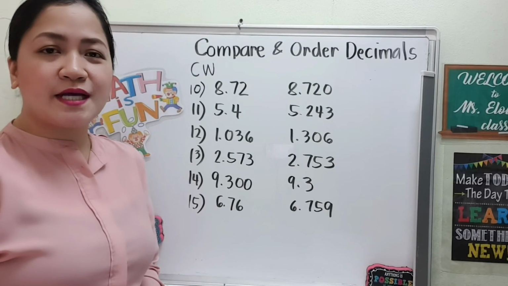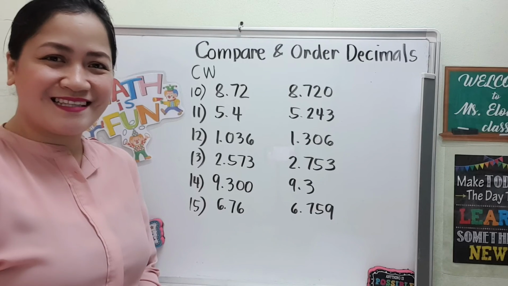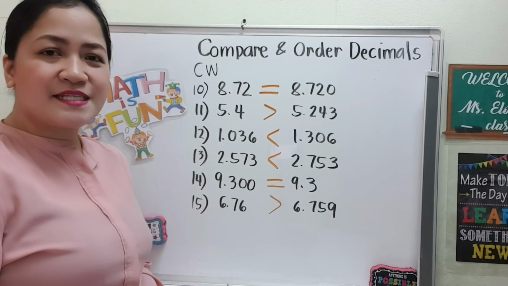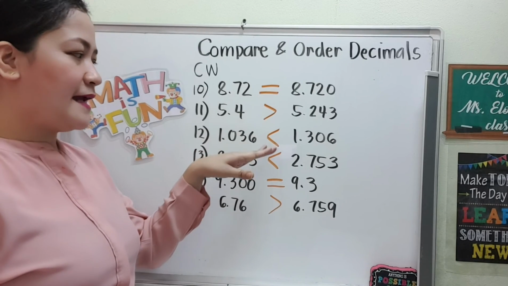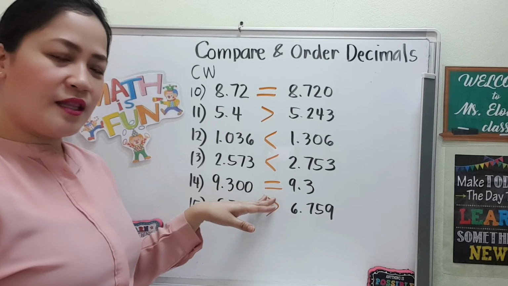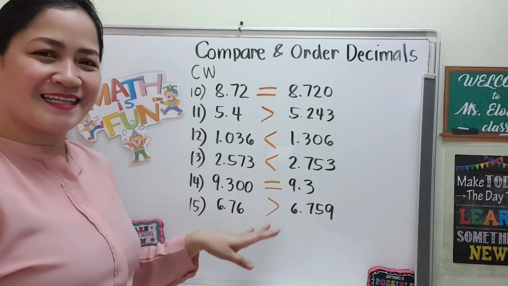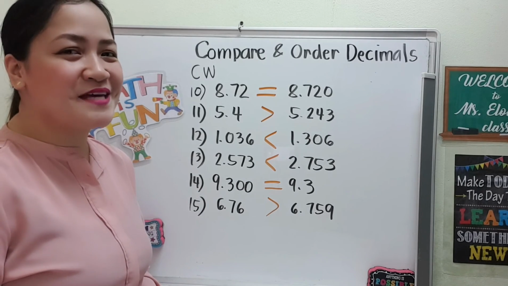Now it's your turn to answer the classwork. Do numbers 10 to 15. Good luck! And the answers are equal, greater than, less than, equal, and greater than. Did you get the same? Wow, that's good to hear.